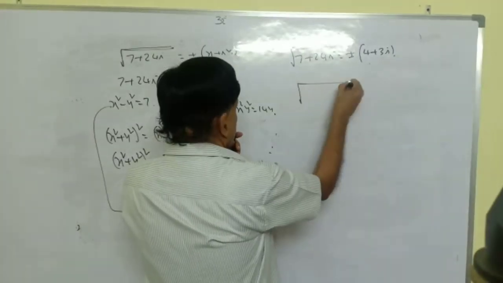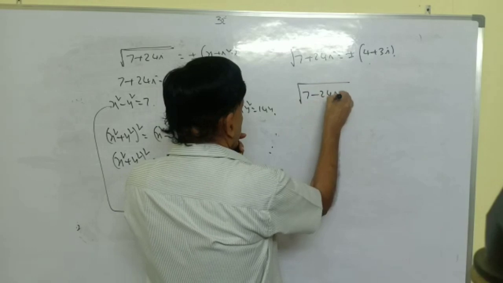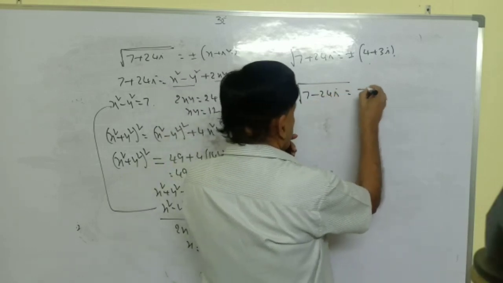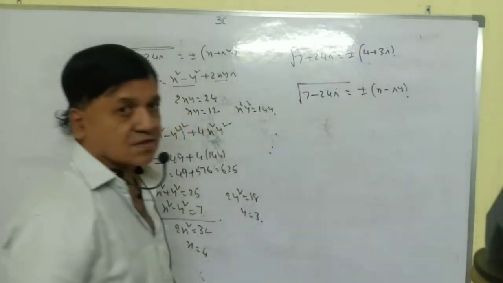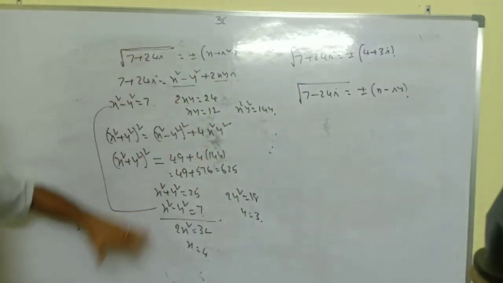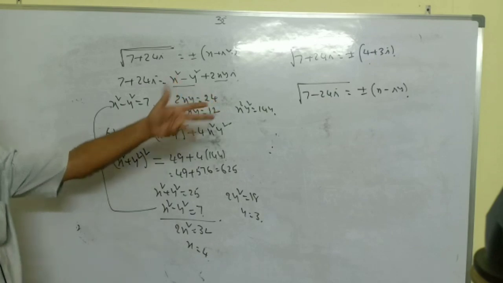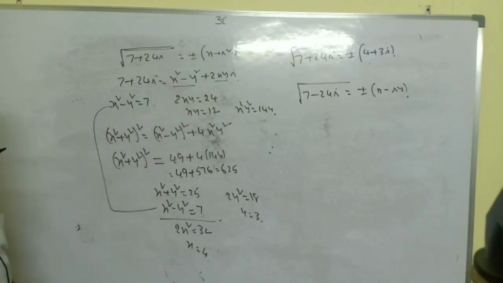Suppose you come across square root of 7 minus 24i. You assume it as plus or minus x minus iy and proceed. Just like this, you can assume plus or minus x minus iy, square it, proceed like this.